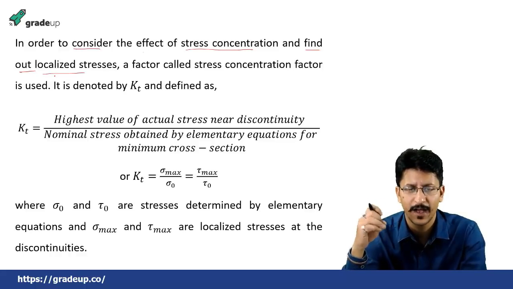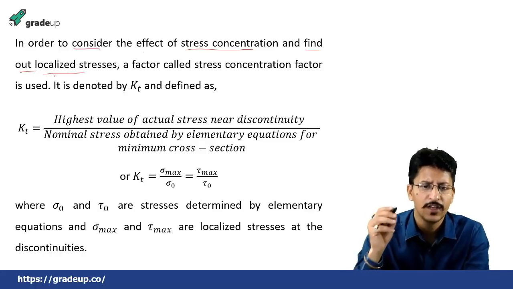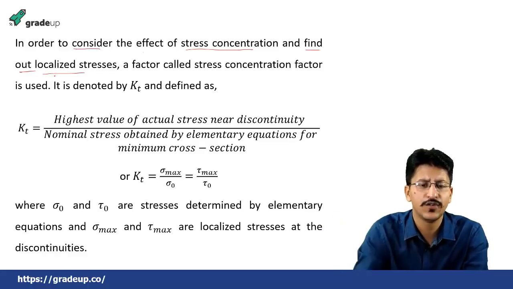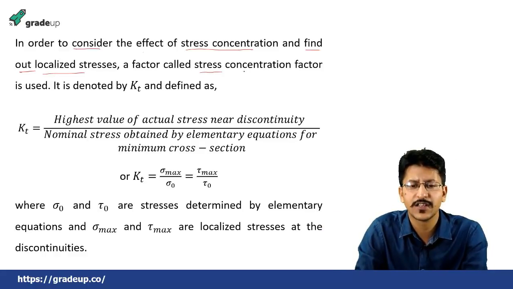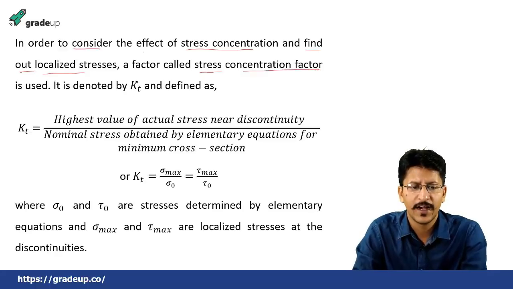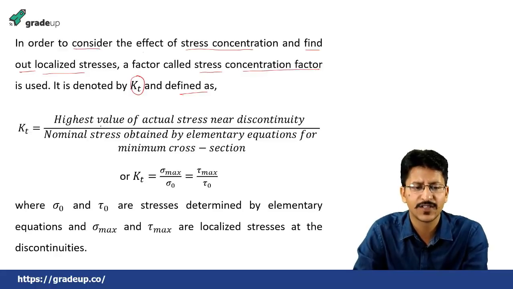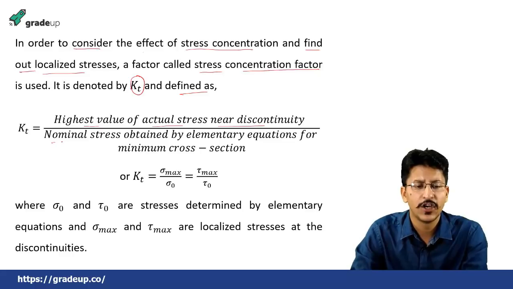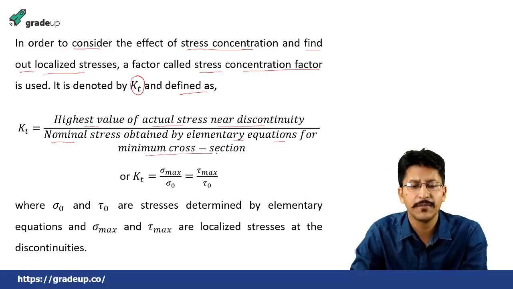And unless the force changes or the area changes, the stress was same. Okay, so to take this effect of stress concentration, or the localization of high stress, we take a stress concentration factor. It is denoted by KT and is defined as follows. That is the highest value of actual stress near discontinuity. Discontinuity means the change in cross section, or any abrupt changes, divided by the nominal stress obtained by elementary equations for minimum cross section.